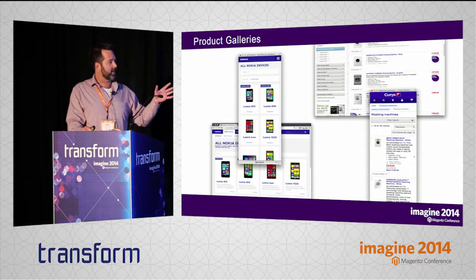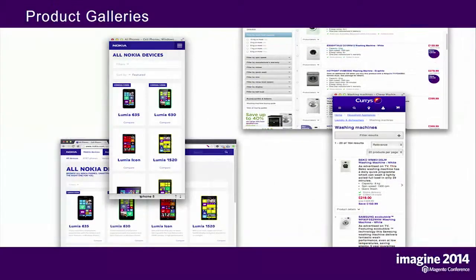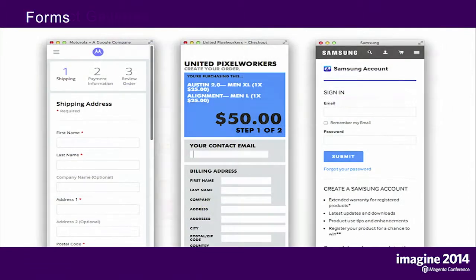Nokia looks a lot like their friend Microsoft. They use a lot of tiles, but it actually works well in a mobile experience. Currys, it's a UK retailer. They're not going to win any awards for beautiful design, but they've managed to pack every feature from their very dense desktop experience into their mobile experience, and that's an impressive feat in itself.